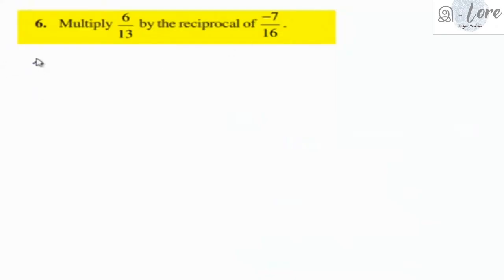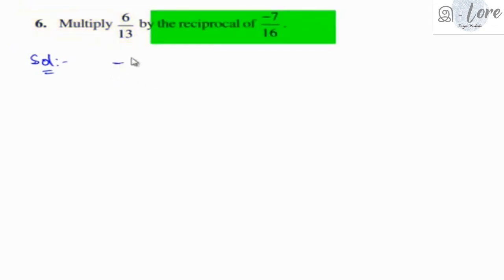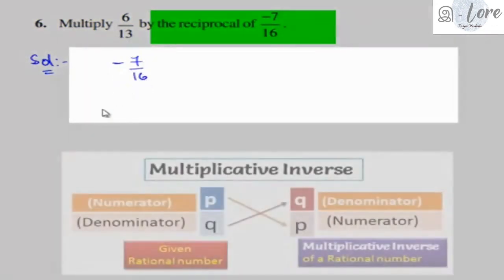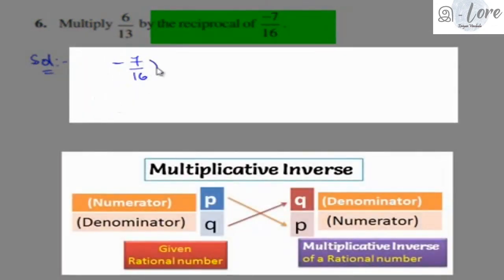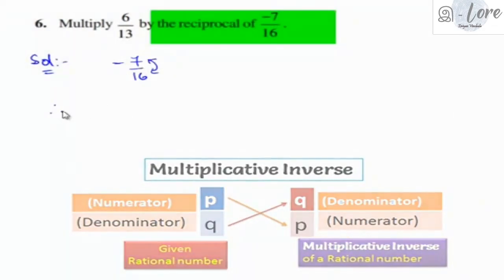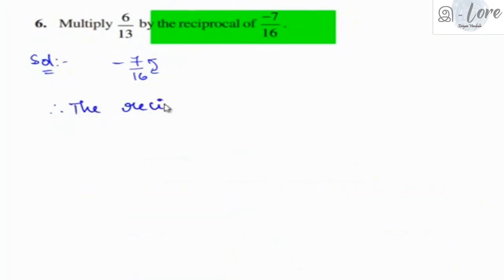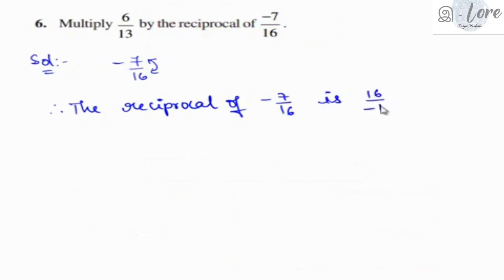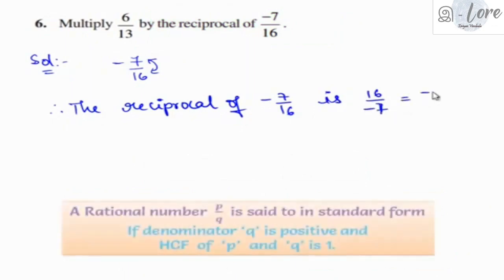Multiply 6 by 13 by the reciprocal of minus 7 by 16. Now we need to find the solution. The reciprocal of a rational number is the multiplicative inverse of the rational number. So let us find the reciprocal of minus 7 by 16. This is obtained by interchanging the numerator and denominator of the given rational number. Therefore, the reciprocal of minus 7 by 16 is 16 by minus 7, which in standard form is minus 16 by 7.